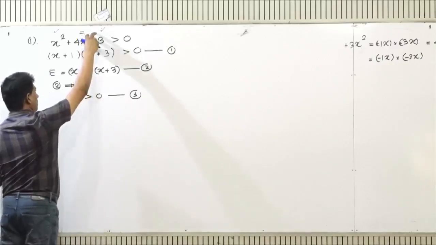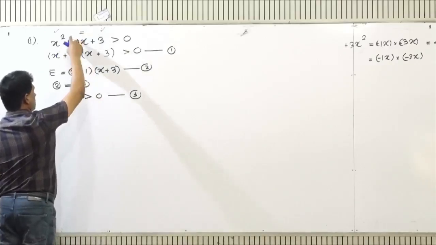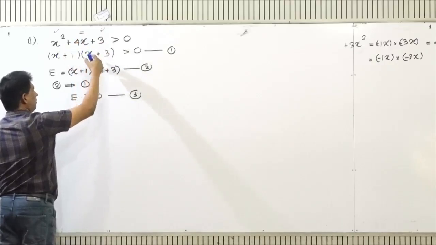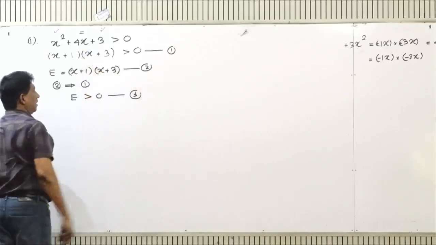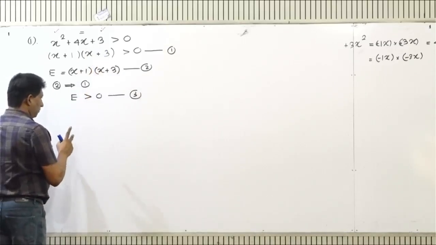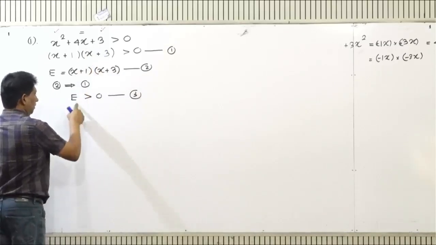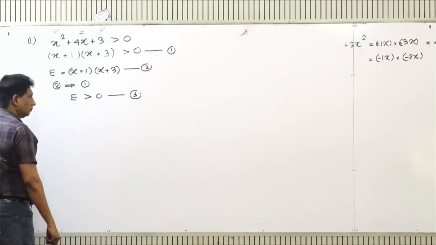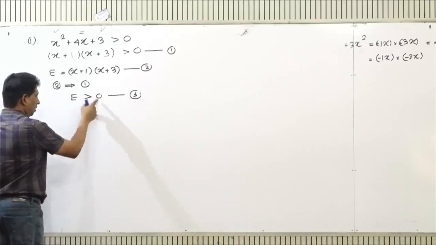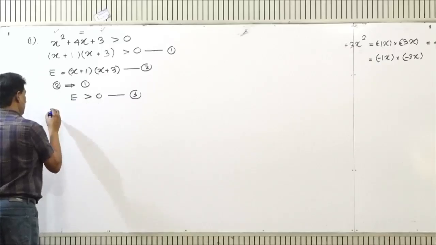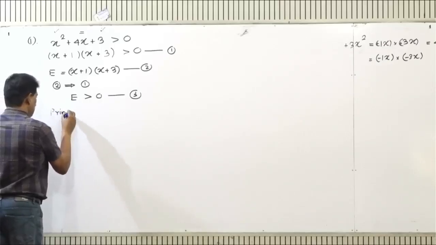The solution of this inequality: for x squared plus 4x plus 3 to be greater than 0, we have to find the values that x can take. It is the same as finding the values of x for which E is positive, that means E is greater than 0. These are the solutions. To find E positive or E negative values for x, we have to find the principal values of E. That is called principal values.